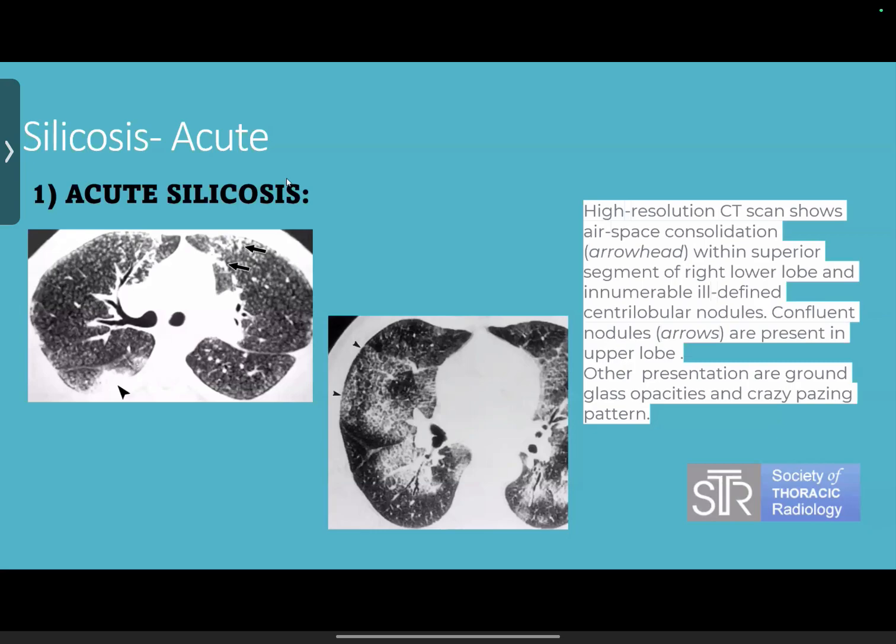Okay, so let's just look at this. This is a high resolution CT, this is acute. As you can see, this demonstrates airspace consolidations here, and also innumerable ill-defined centrilobular nodules. There are confluent nodules present along the right middle lobe, and then there are also ground glass opacities and crazy paving, as you can see here on the bottom CT, with some peripheral sparing.